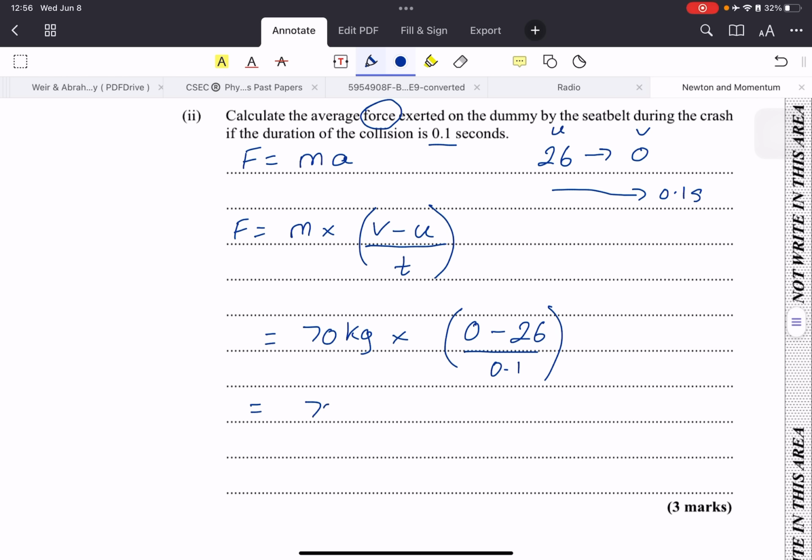So we will get 70 multiplied by 0 minus 26, which is just minus 26, over 0.1. And we could just work that out in our calculator. It's going to be quite a large force actually. So I'm getting minus 18,200 newtons because it's force, and you have to put your units. That's how we get that answer.